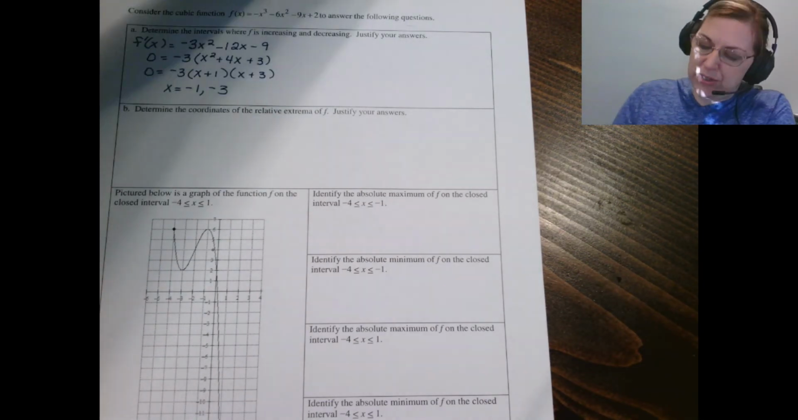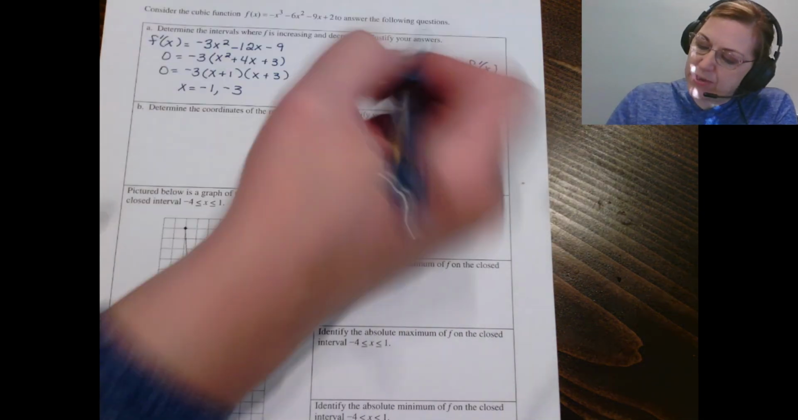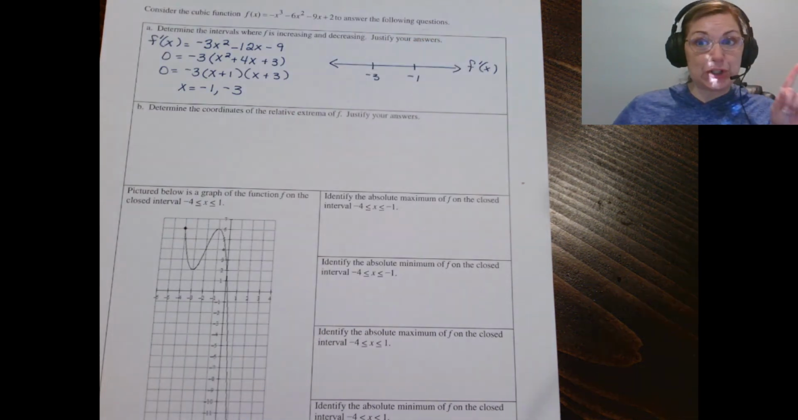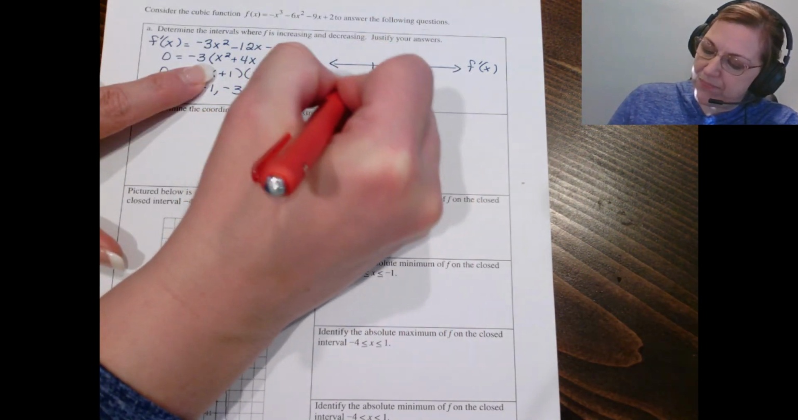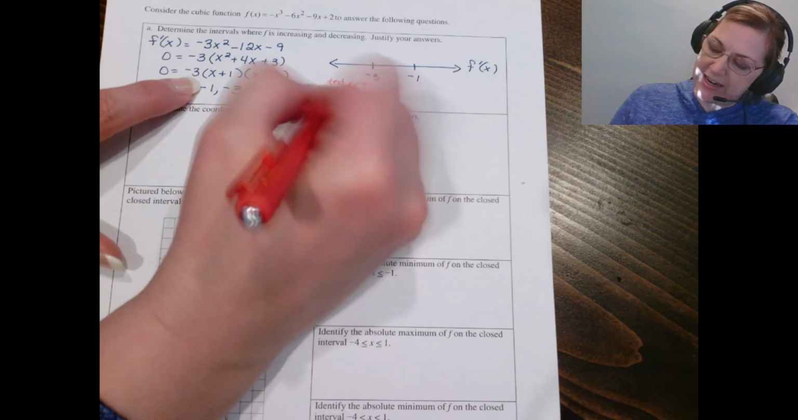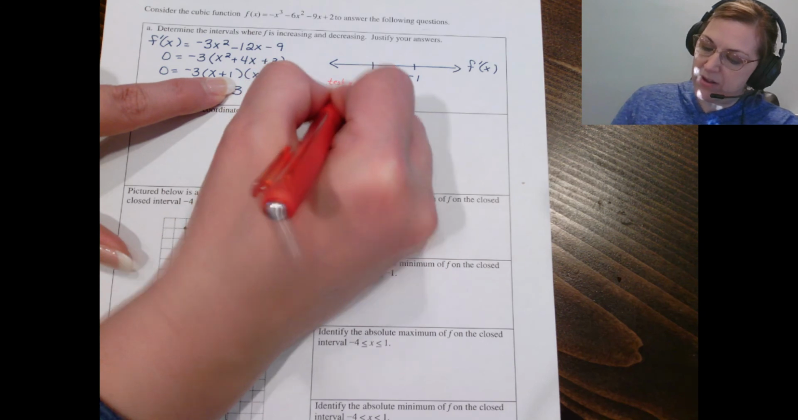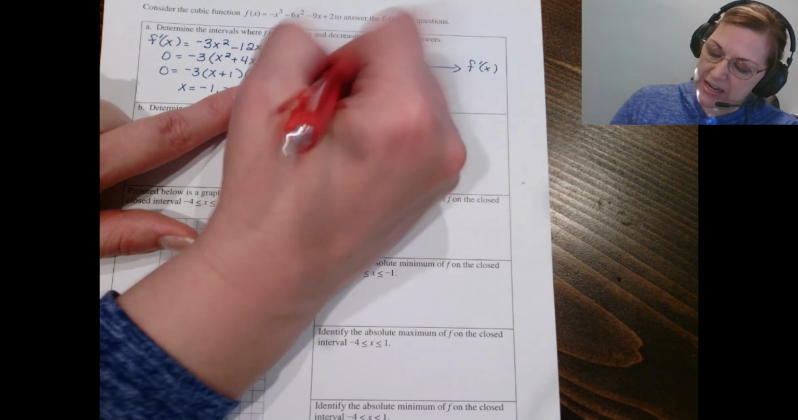Then I'm going to make my number line. I'm going to be sure and label it because AP likes it to be labeled. And I'm going to put these values on there. Then I'm going to test my first derivative. I'm going to test x equals negative 4. And so I get a negative. Negative 4 plus 1 would also be a negative. And negative 4 plus 3 would also be a negative. Negative times a negative times a negative is a negative.